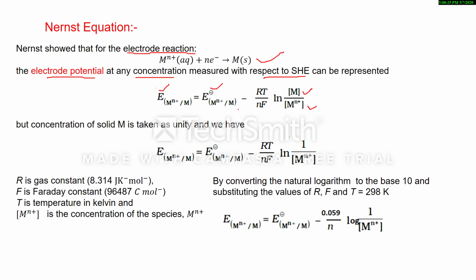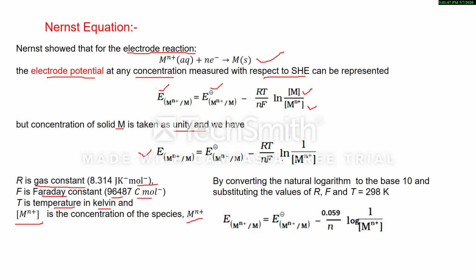Is it clear? Now in this case, R is a gas constant. Its value is 8.314 joule per Kelvin per mole. F is the Faraday constant and its value is 96,487 coulomb per mole. T is temperature, which is expressed in Kelvin, and this term represents the concentration of the species Mn+. In a simple way, if any species is put in a square bracket, it represents the concentration of that species. Now, in the 11th standard, we discussed that the concentration of a solid substance and a pure liquid is taken as unity. That's why this reaction becomes like this.